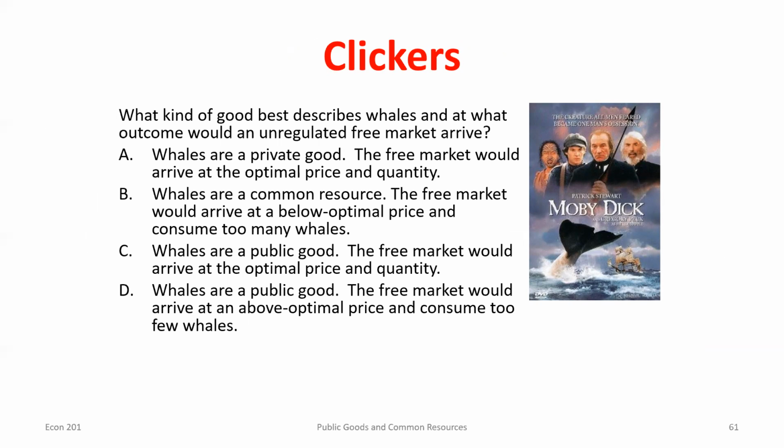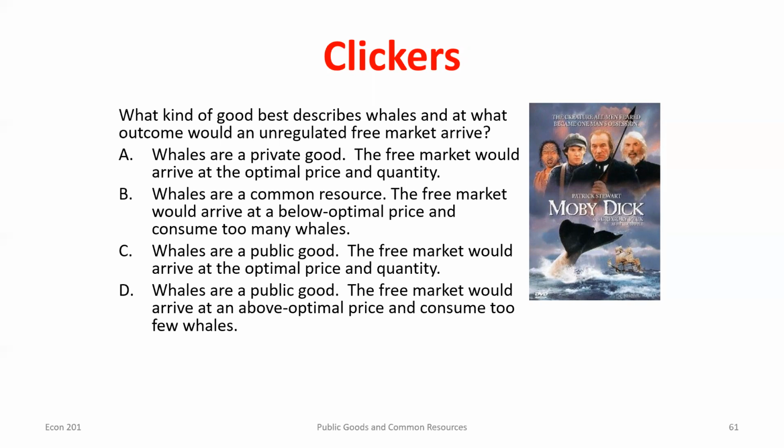Obviously, we're not using the clickers. This is just a recorded video, but you should be able to go back through and understand why the correct answers are what they are. So what kind of good, if we're thinking about private goods, common resources, natural monopolies, or public goods, describes a market for whales, and what outcome would an unregulated market arrive at?